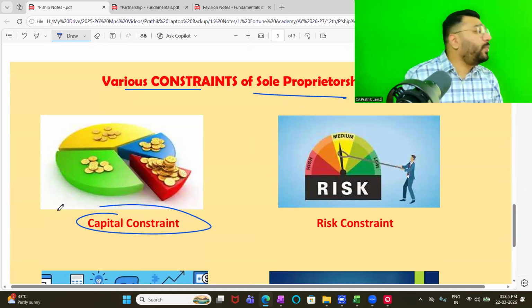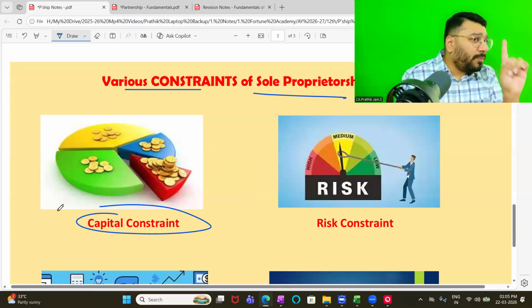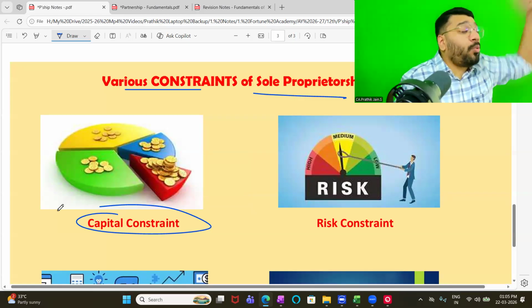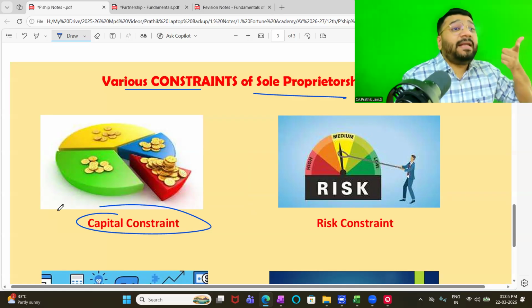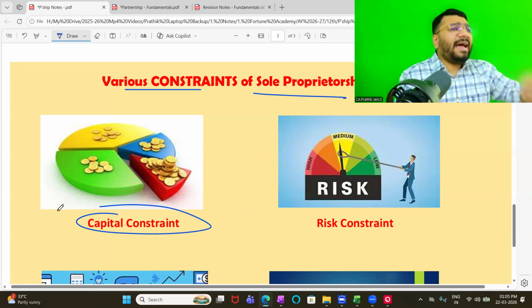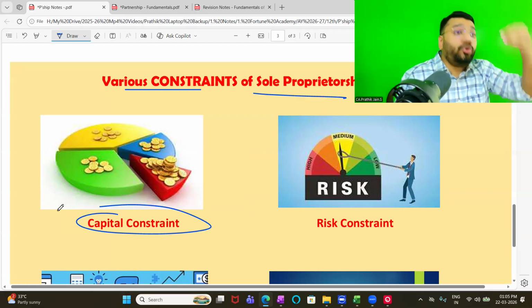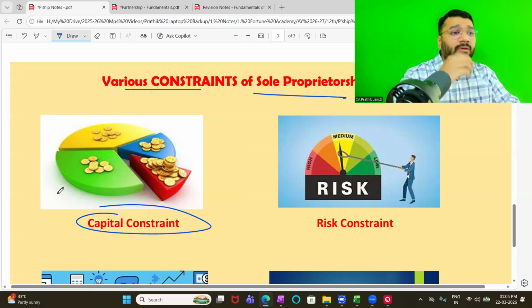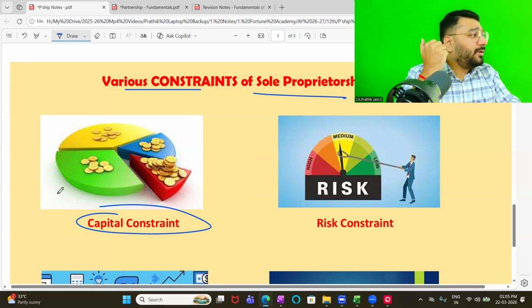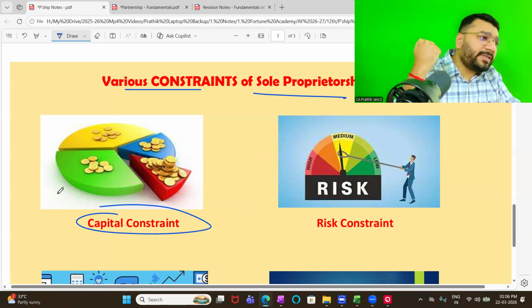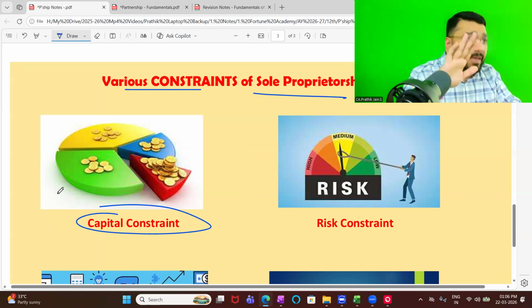Capital constraint means what? All of you know that for me to do the business and grow the business, what is required? Paisa, money is required. As a single person, how much can I contribute? 1 lakh, 5 lakh, 10 lakh, 20 lakh, 50 lakh, 1 crore, 2 crore, 5 crore. Beyond that, where will I go? I also have a limitation, no? If I tell you to invest 10 crore, can you invest? Tell me. Maybe yes, maybe no.